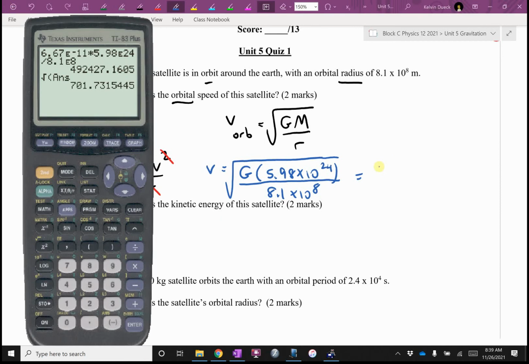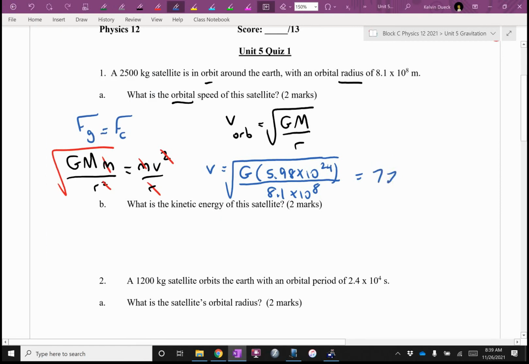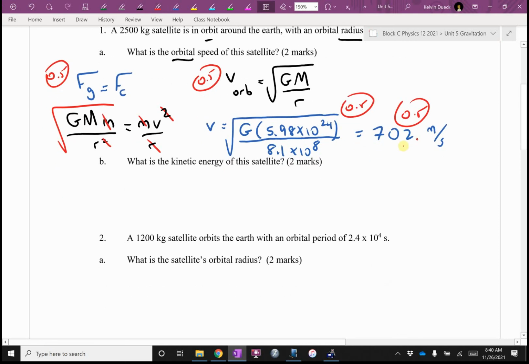702, is that right? 702 meters per second. If you got that right, 2 out of 2. I would probably make this worth 3 or 4 marks on your test, but otherwise, for marks, I would go half mark for that, half mark if I saw that, half mark for the numbers, and a half mark for the answer. What's the kinetic energy?